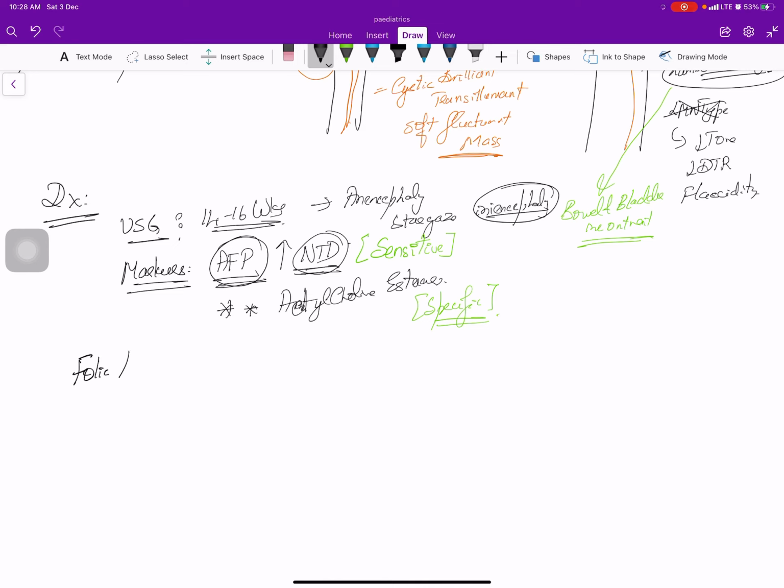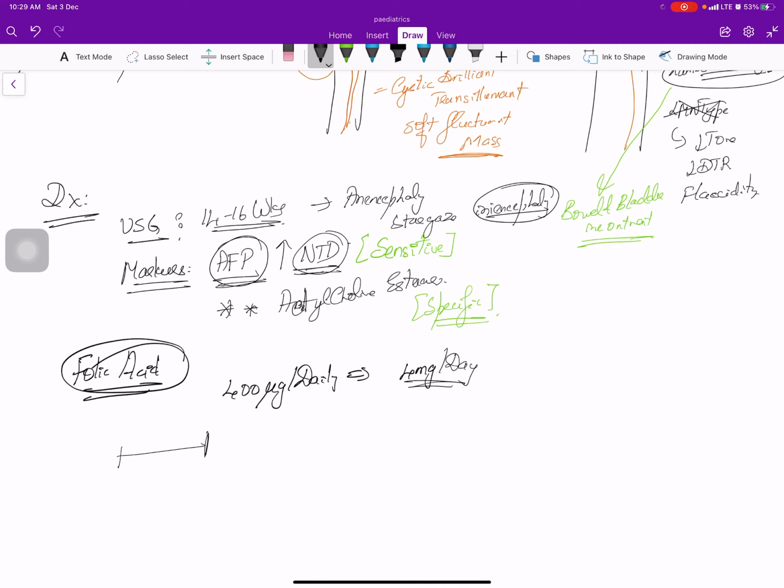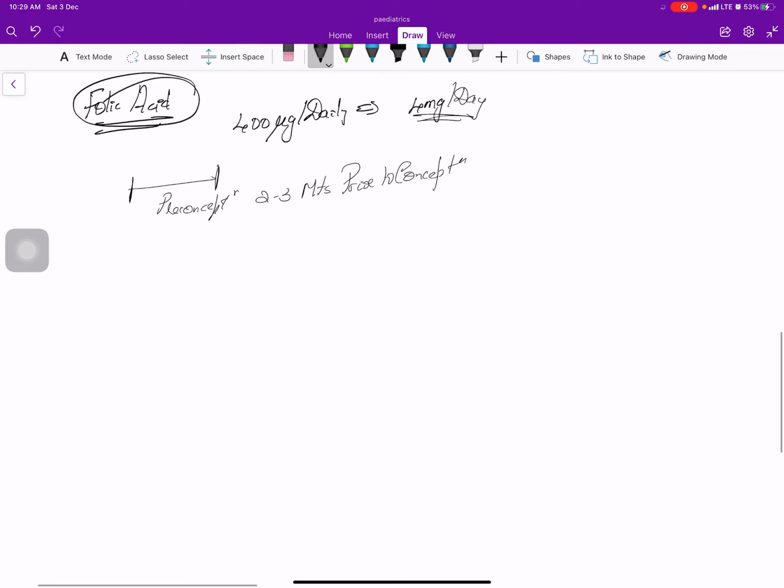Whereas management, or prevention, is with folic acid supplementation. Like I said, the normal dose is 400 microgram daily. The therapeutic dose will be 4 milligram per day. Okay, and if a mother does have a history, it's always suggested to take it preconceptionally, at least 2 to 3 months prior to conception. So that wraps up.